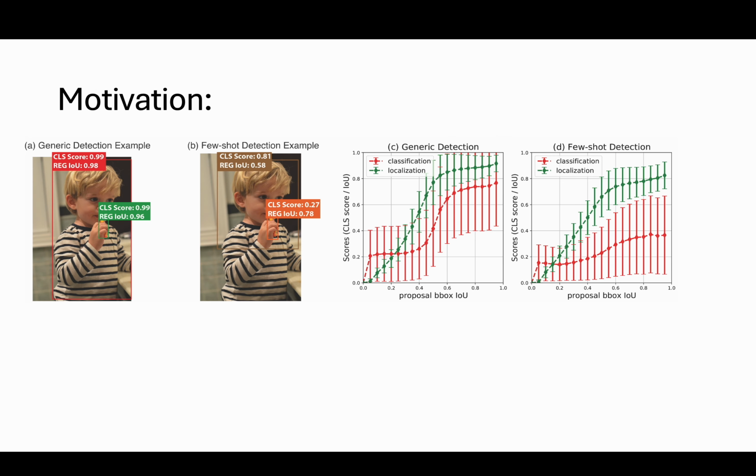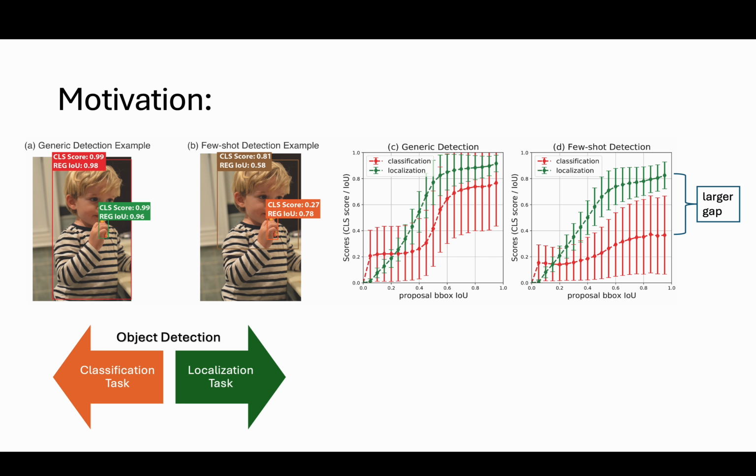In this figure, we find that generic detection with abundant training data leads to balanced classification and regression IOU scores, while the few-shot setting shows higher score misalignments. The gap between classification and regression widens notably in few-shot scenarios compared to generic object detection.